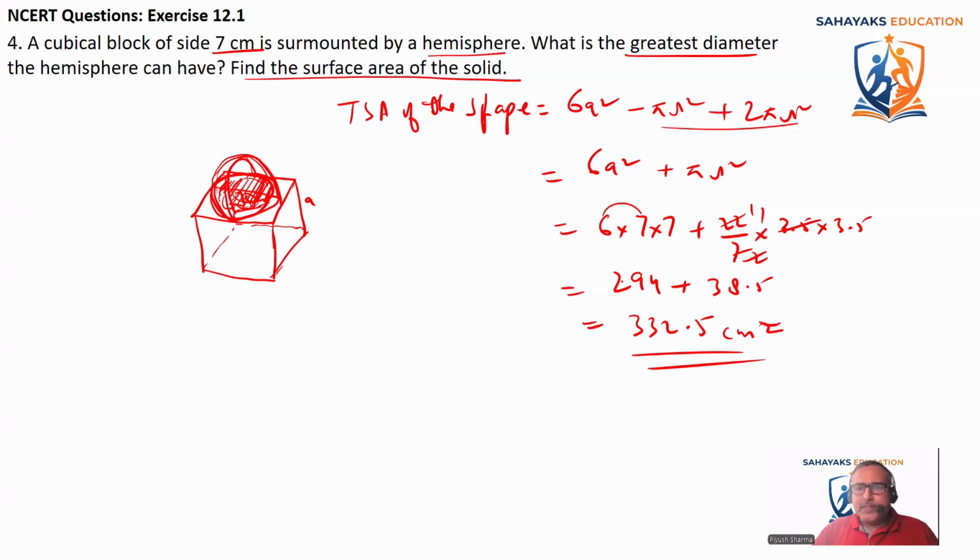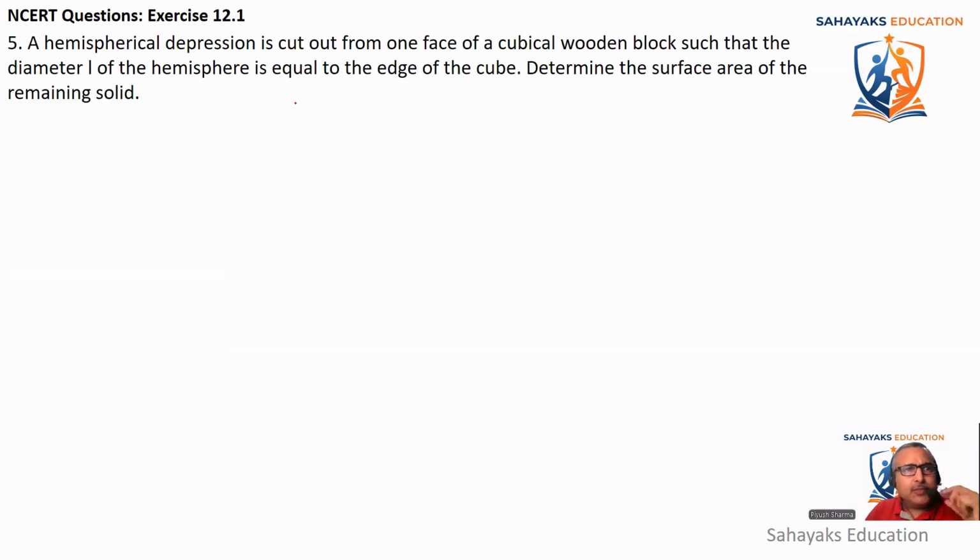Okay, so coming to the next question. This question states that a hemispherical depression is cut out of one face of the cubical wooden block such that the diameter L of the hemisphere is equal to the edge of the cube. Determine the surface area of the remaining solid. So we need to find the surface area here.